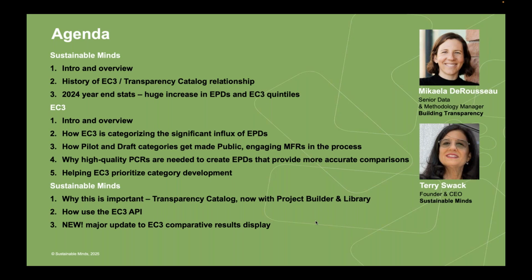And then I'm going to come back and show you why this realization at the end of the year was so critical to make a change. And it's effectively because now with Project Builder and Library embedded into the transparency catalog, people are making and preserving decisions about products based on performance attributes to build out projects, templates, libraries. And so it's even more important that the data be understandable and accurate. And then I'll show you how we use the API, and then I'll show you what this new update looks like. And we are in the midst of rolling it out now.